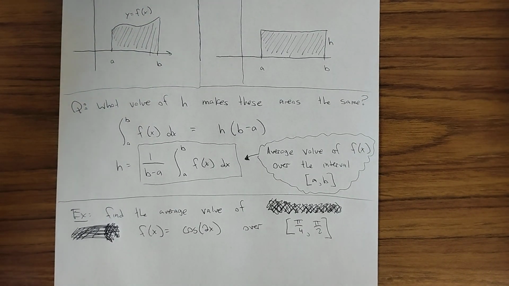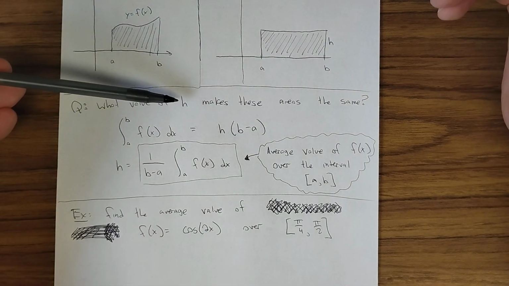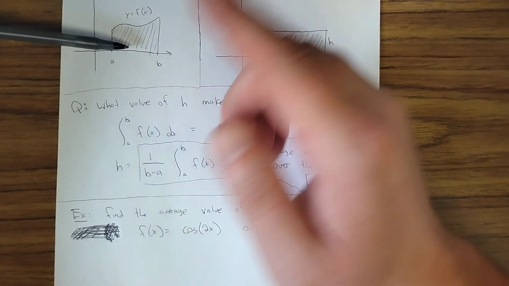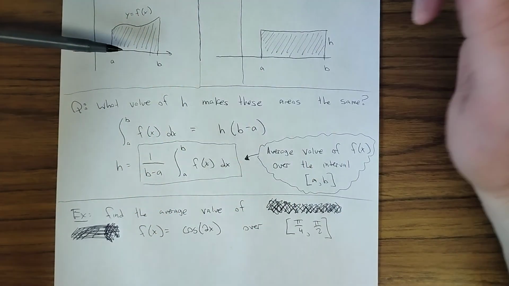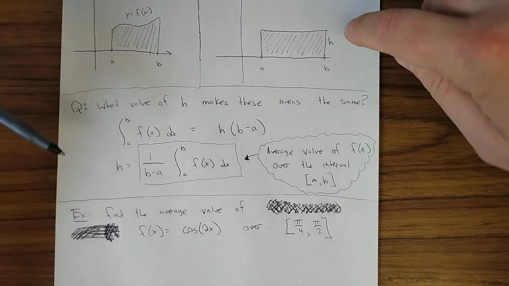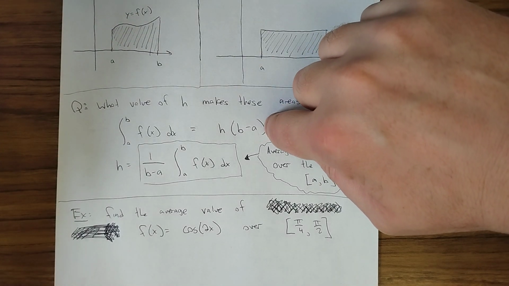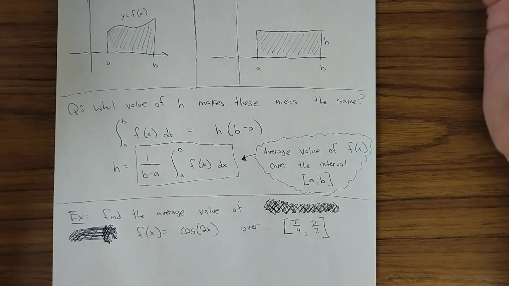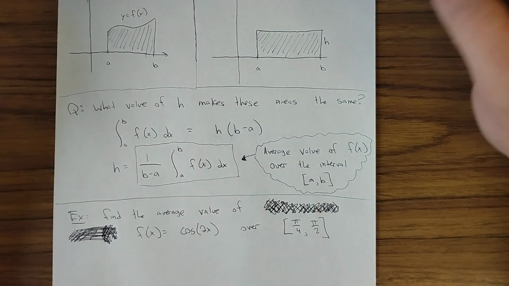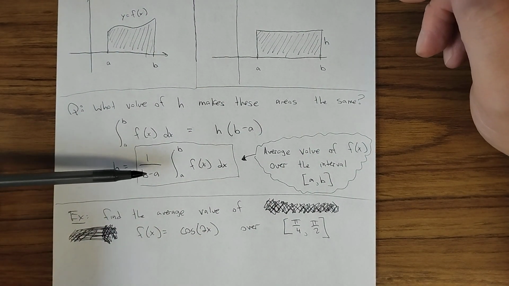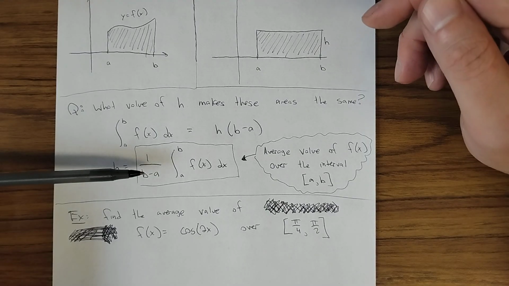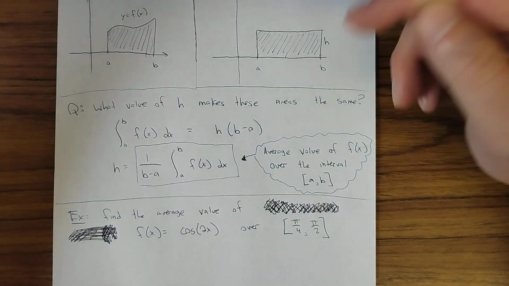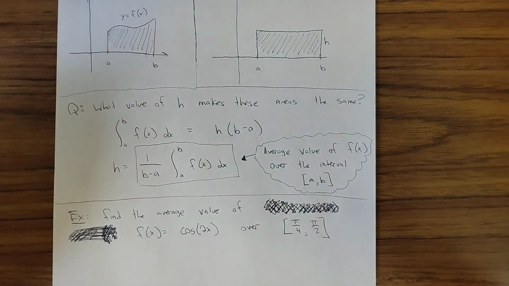So we're going to find this pretty easily. What value of h makes these areas the same? Well, this one has area, that's what integrals are for. It's the integral from a to b of f of x dx. So that's the area of this one. The area of this one is just the area of a rectangle, so the base is b minus a and the height is h, so it's that. If I want to solve for h, I just divide by b minus a and I get this formula. So that was pretty easy. And h, like I was saying, is what we call the average value of the function f of x over the interval from a to b.